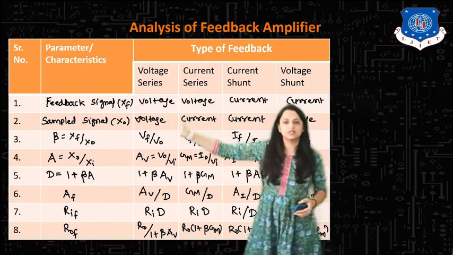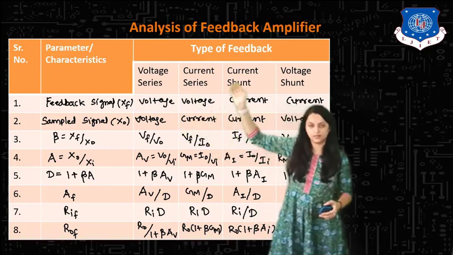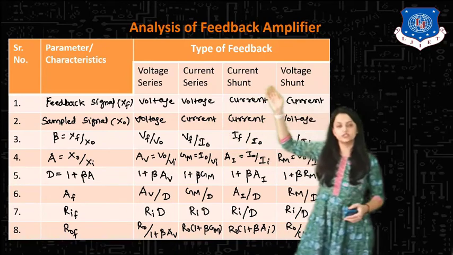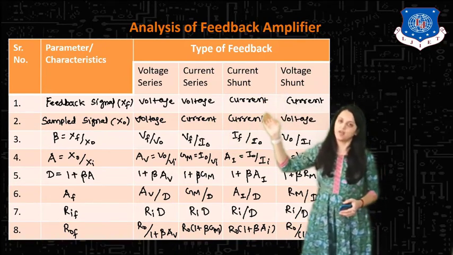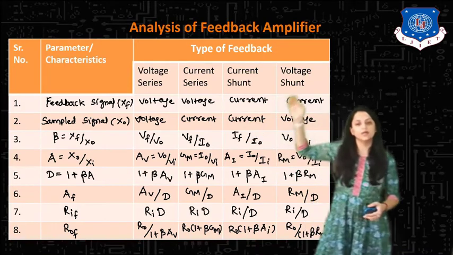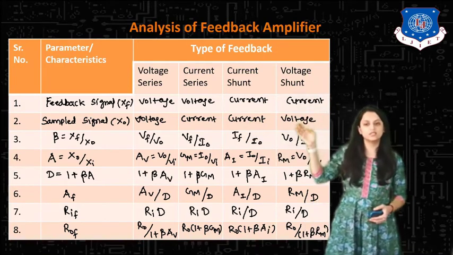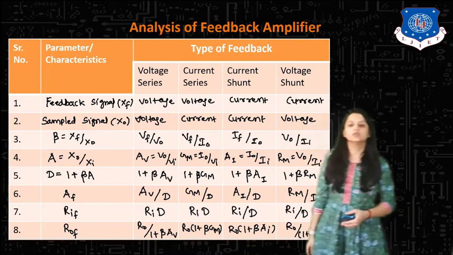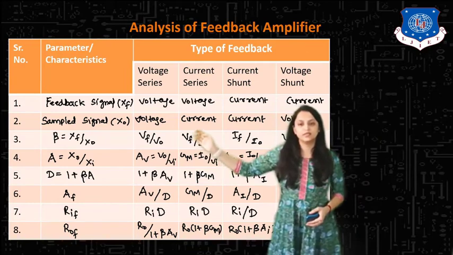Next, sampled signal. Here the name suggests voltage series, it is voltage sampling. So sample signal is voltage. Current series, current sampling is done. So current is sample signal. Current shunt, current sampling is done as we have seen earlier. So here the sample signal is current. Here in voltage shunt, voltage sampling is done. So sample signal is voltage. Clear?